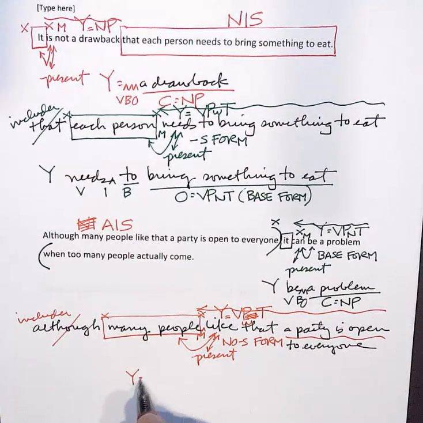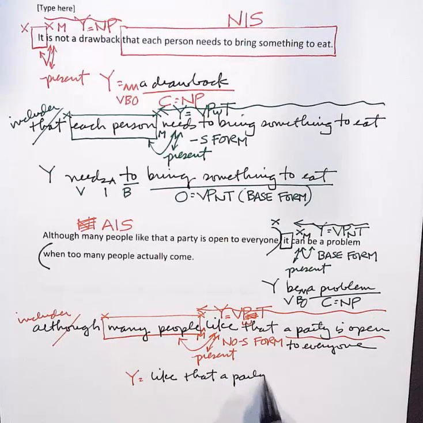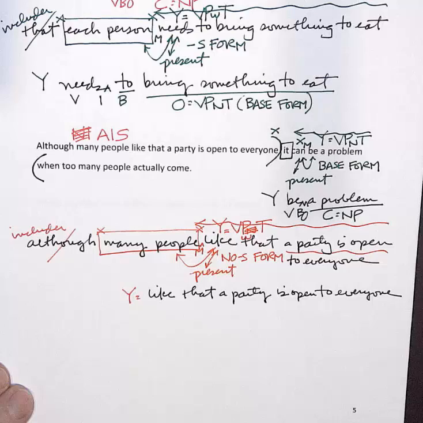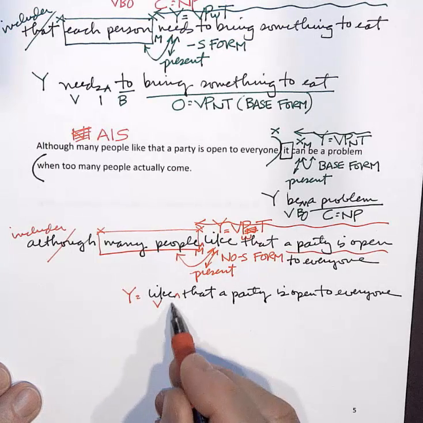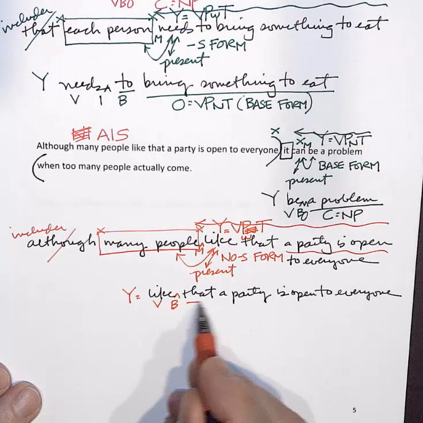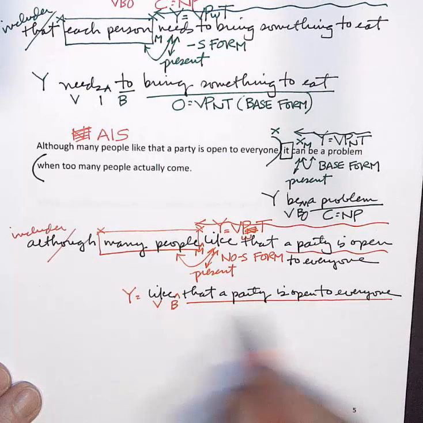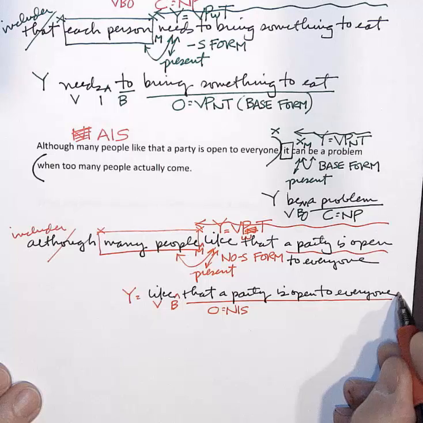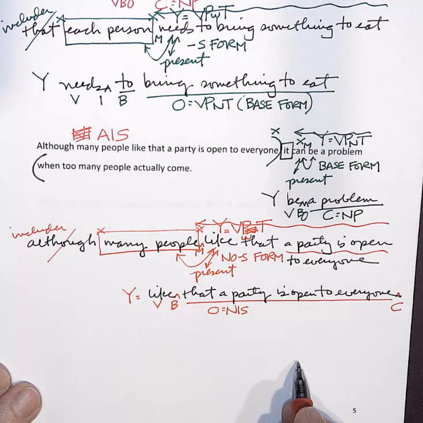Let's rewrite the Y. Like that a party is open to everyone. Okay, we'll give myself a little bit more room here. Verb, particle, that a party is open to everyone, object, nominal included sentence, complement place is empty. Let's take a look at our nominal included sentence.